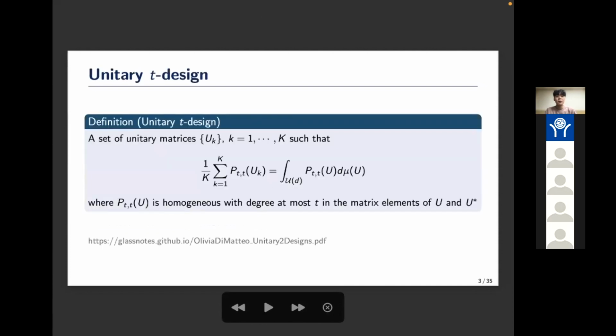First, let's start with the definition of a unitary t-design. A set of unitary matrices is a unitary t-design if averaging over the set will yield the same result as averaging over the unitary group with respect to the Haar measure. Here t means the object to be averaged is a homogeneous polynomial of degree at most t in the matrix elements of U and U star.